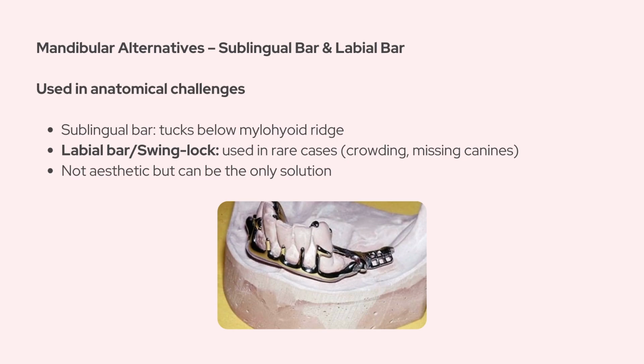Lastly, in super rare cases where the lingual side isn't accessible, maybe because of severe crowding, missing canines, or some big anatomical issue, we might use a labial bar or a swing lock design. These place the bar on the labial surface and use a locking hinge for added support. They're not aesthetic at all, but sometimes they're the only viable choice.